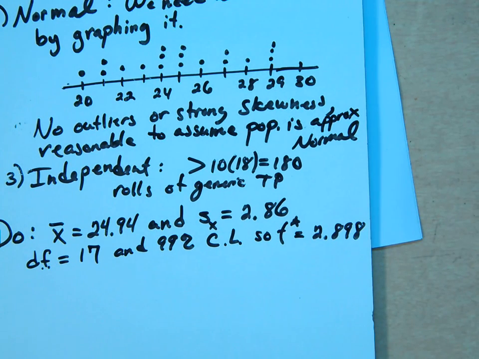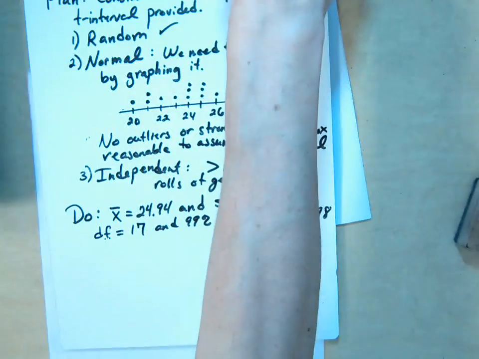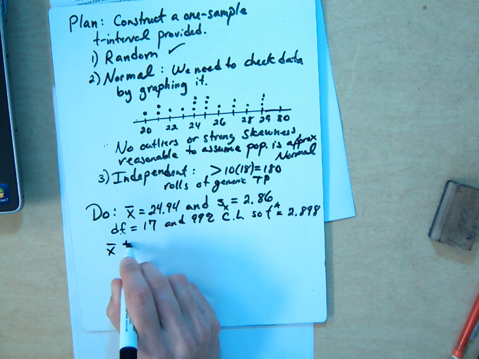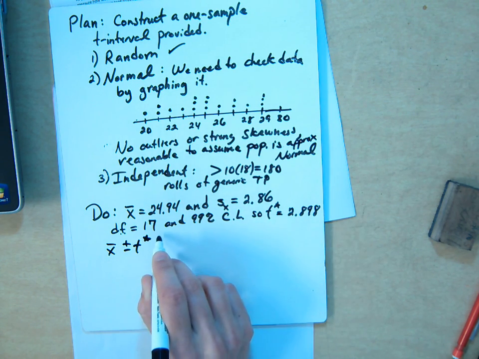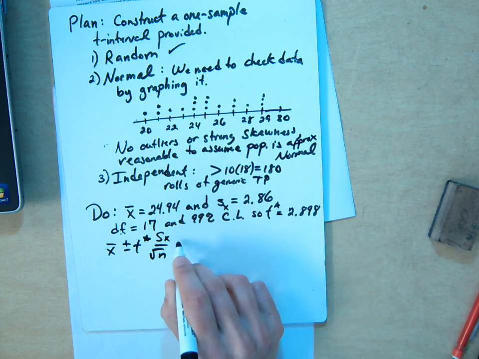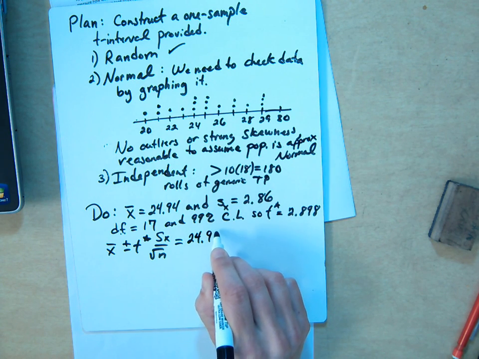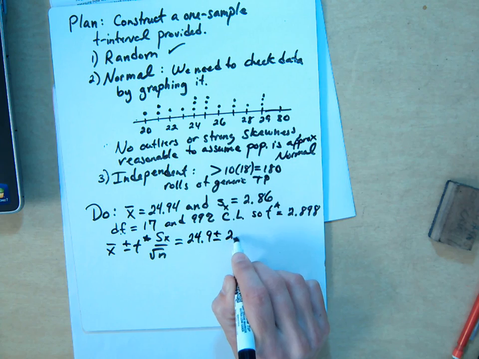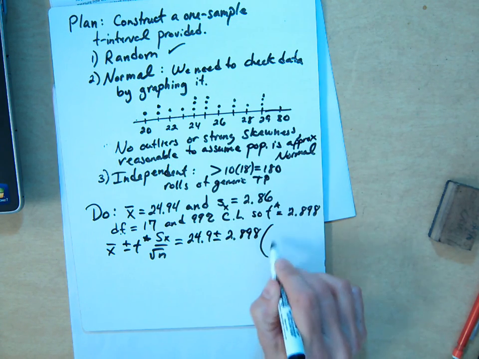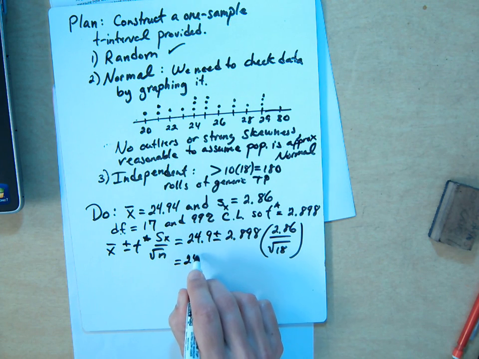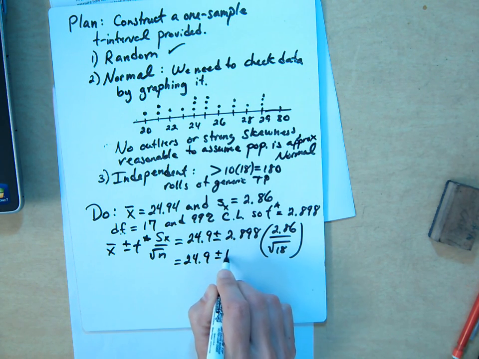Okay, so then we take these values and we plug them into this formula. So we have X bar plus or minus T star S sub x over square root of n. So we have 24.9 plus or minus 2.898 times 2.86 over the square root of 18, and that gives us 24.9 plus or minus 1.95.